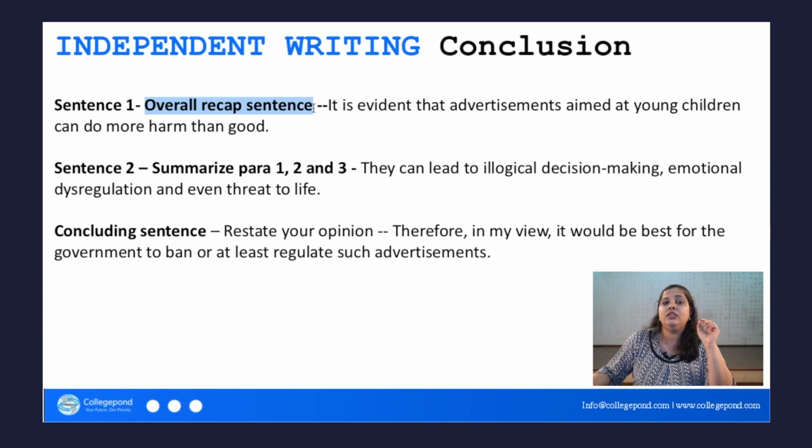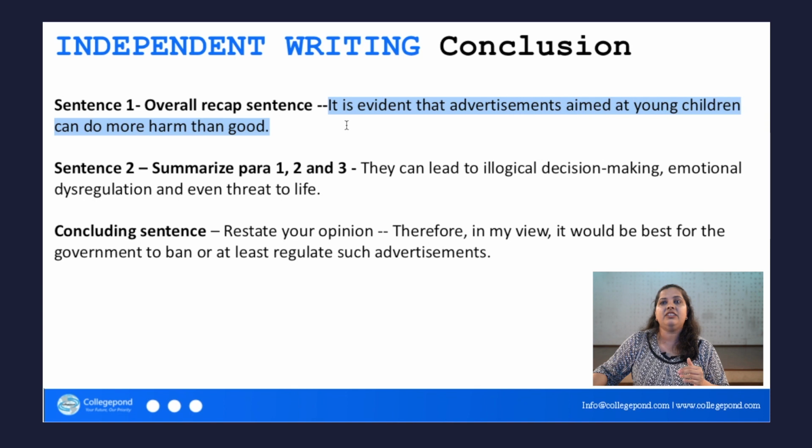It says you can use an overall recap sentence. When I say overall recap sentence, understand that now you are concluding the whole essay. This is the final paragraph of the essay. So you can definitely have a very general statement which summarizes whatever you have said, but in a very general manner. So you can say, it is evident that advertisements aimed at young children can do more harm than good.